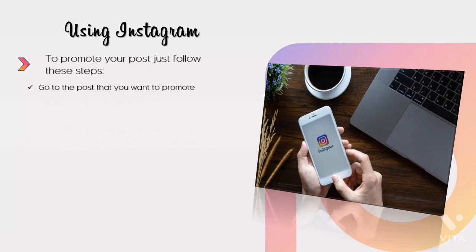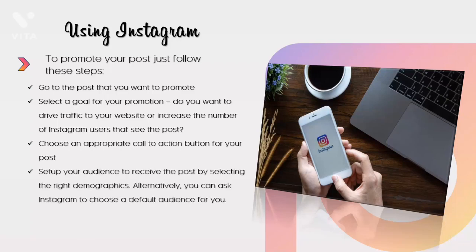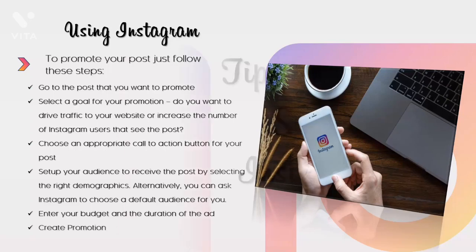Go to the post that you want to promote. Select a goal for your promotion. Do you want to drive traffic to your website or increase the number of Instagram users that see the post? Choose an appropriate call to action button for your post. Set up your audience to receive the post by selecting the right demographics. Alternatively, you can ask Instagram to choose a default audience for you. Enter your budget and duration of the ad. Create promotion. Using the Facebook Ads Manager, you can track the results of your promotion and all other Instagram ads.